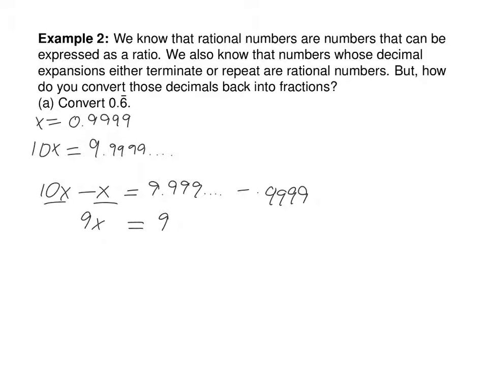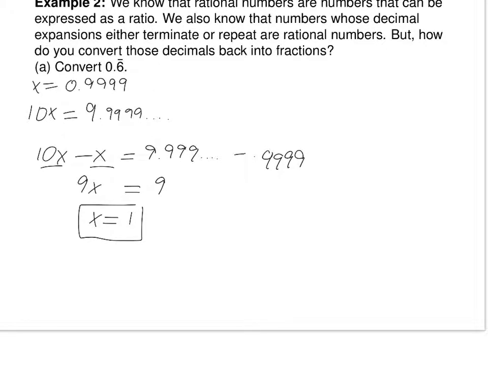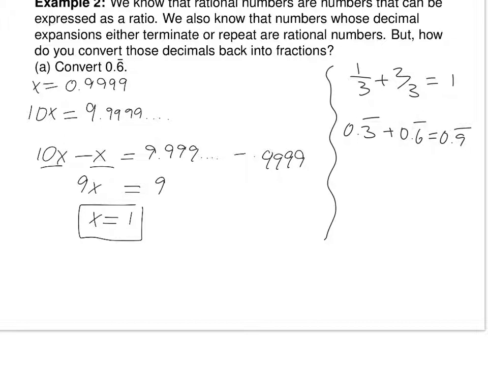And then how do you undo 9 times x? Divide by 9, you get x equals 1. Does that blow your mind a little bit? A little bit. You're like, oh my gosh, 0.9 repeating can't be 1, that can't be right. Here's another way to think about why that has to be true. What is 1/3 plus 2/3? 1. So 0.3 repeating plus 0.6 repeating is 0.9 repeating, right? Therefore it also has to equal 1, right?